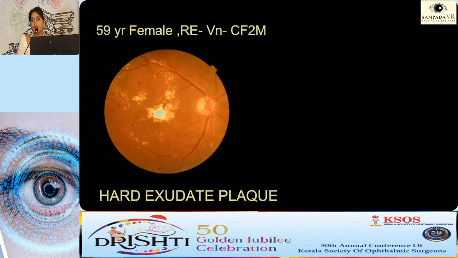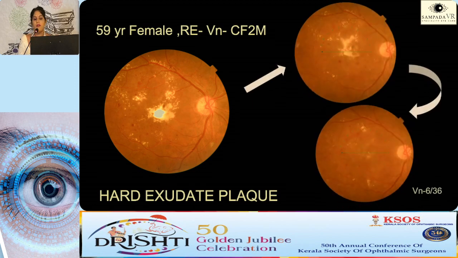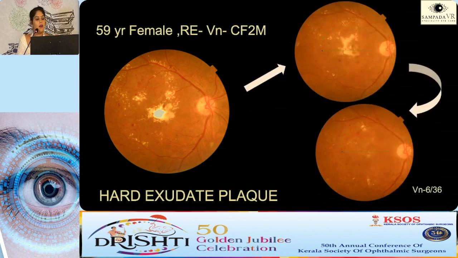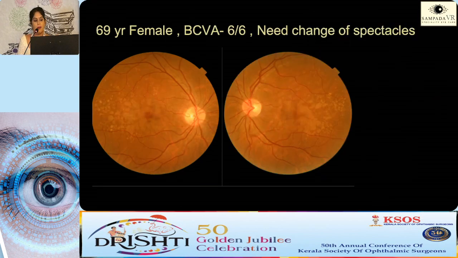Now, what about this hard exudate plaque? Don't hesitate, thinking that the patient is not going to improve. The patient is very much under control with the diabetes, and when you start giving statins, you can see how beautifully the hard exudate plaques are melting. At the end of 1 year, the patient has improved from CF2 meter to vision 6/36.